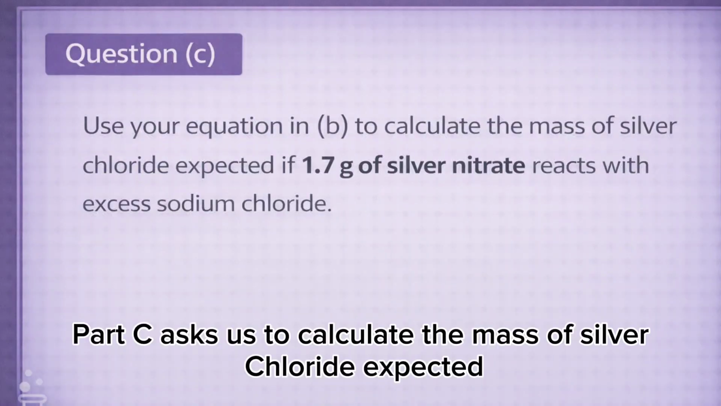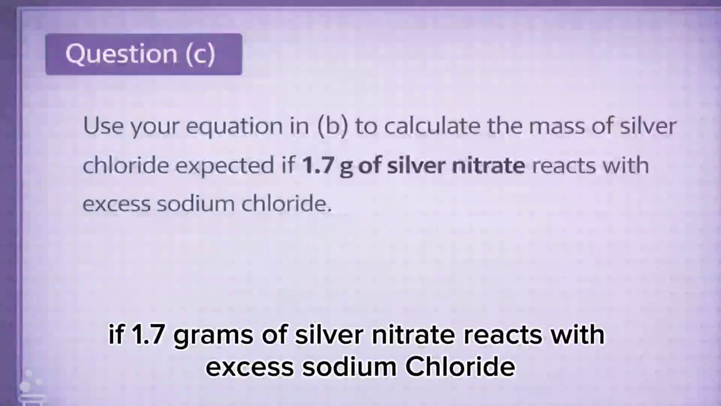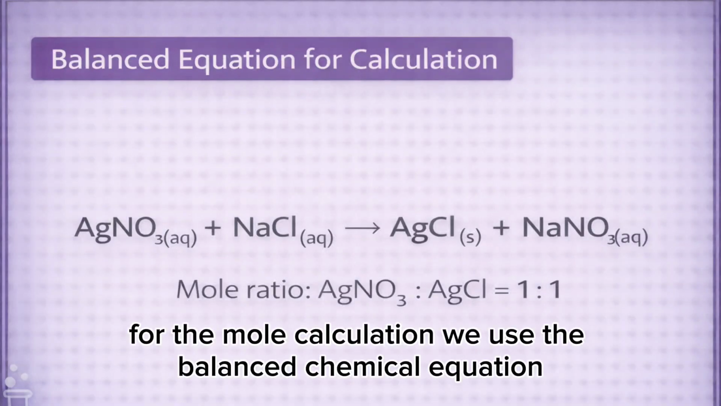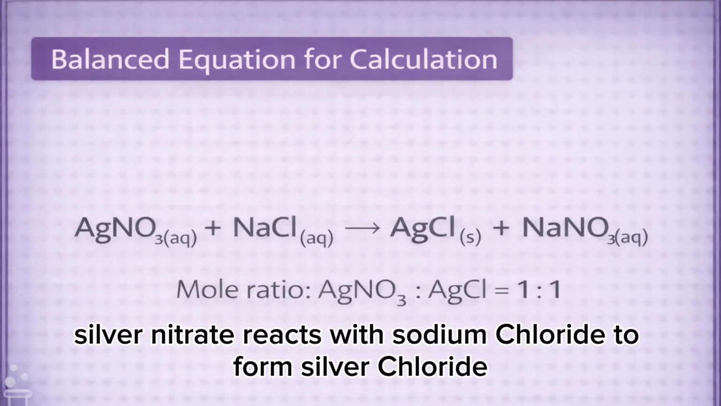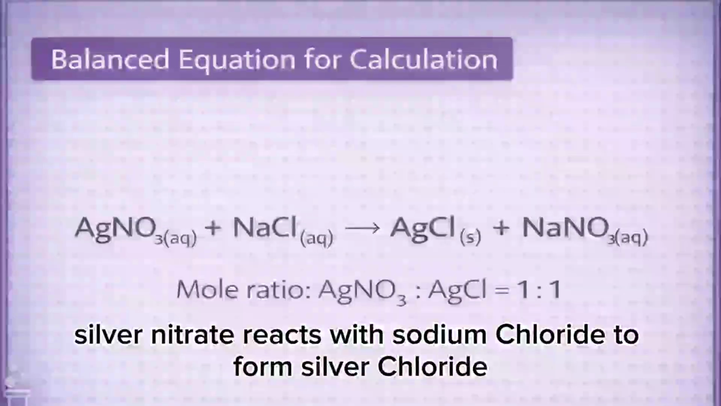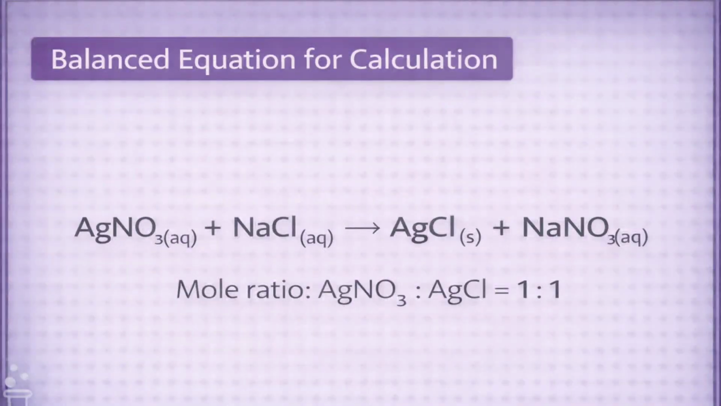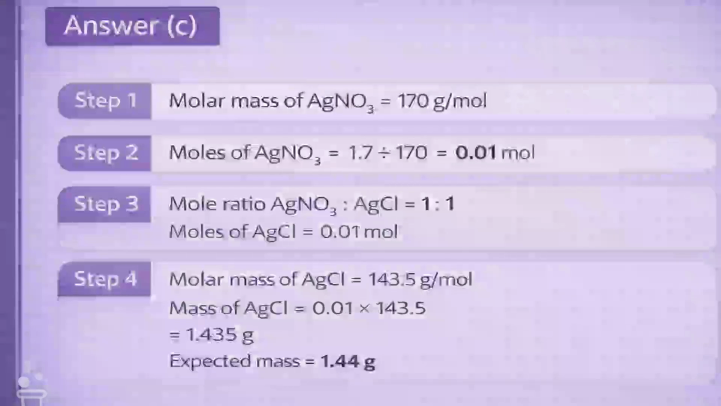Part C asks us to calculate the mass of silver chloride expected if 1.7 grams of silver nitrate reacts with excess sodium chloride. For the mole calculation, we use the balanced chemical equation. Silver nitrate reacts with sodium chloride to form silver chloride and sodium nitrate. From this equation, the mole ratio of silver nitrate to silver chloride is 1:1.